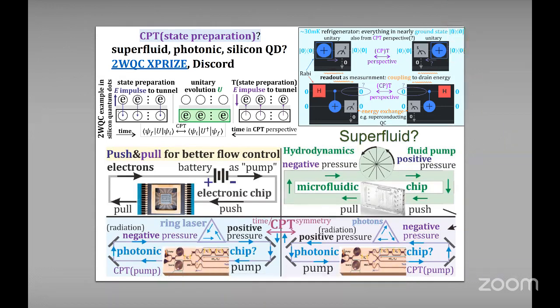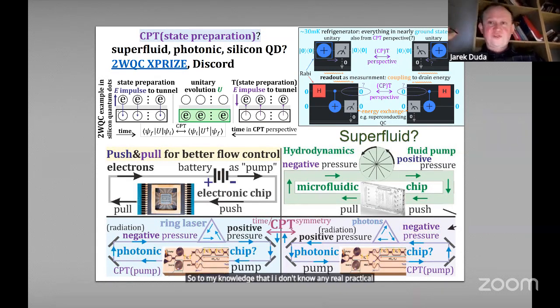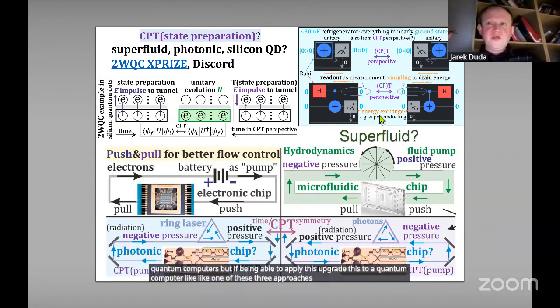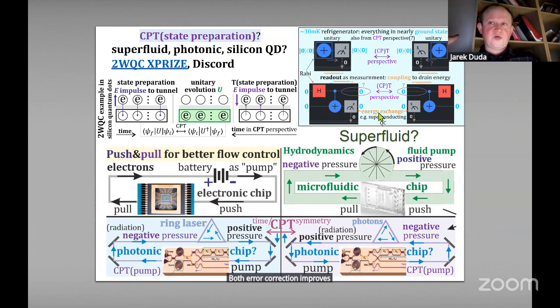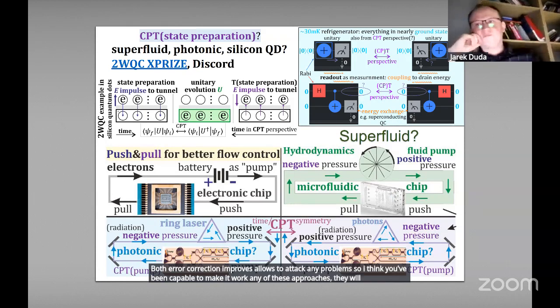And so right now, are we able to do quantum computing without using a classical computer? As to my knowledge, I don't know any real practical application of current quantum computers, but if we are able to apply this upgrade, this two-way quantum computer, like one of these three approaches, they should be much faster practical. Both error correction improves and it allows to attack NP problems. So I think if we are able to make any of these approaches work, they will be practical very fast.